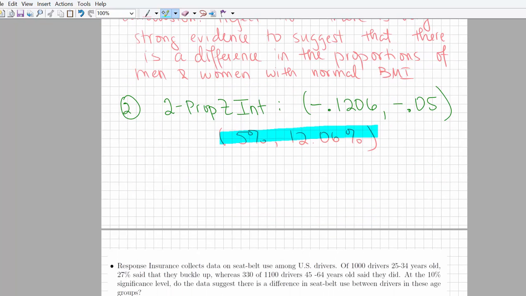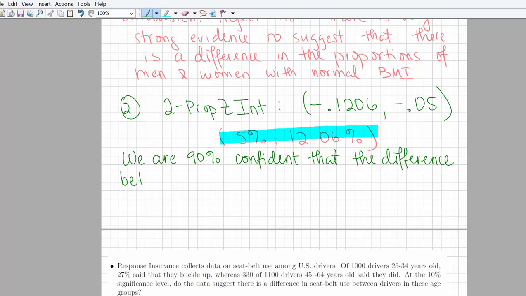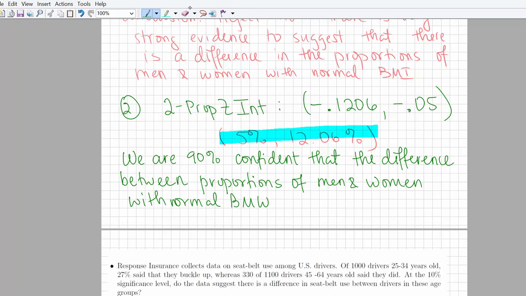So how would I interpret this? I would say we are 90% confident that the difference between proportions of men and women with normal weight, or normal BMI, BMW, I wish, BMI, is between 5% and 12.06%. Okay, that is your interpretation.